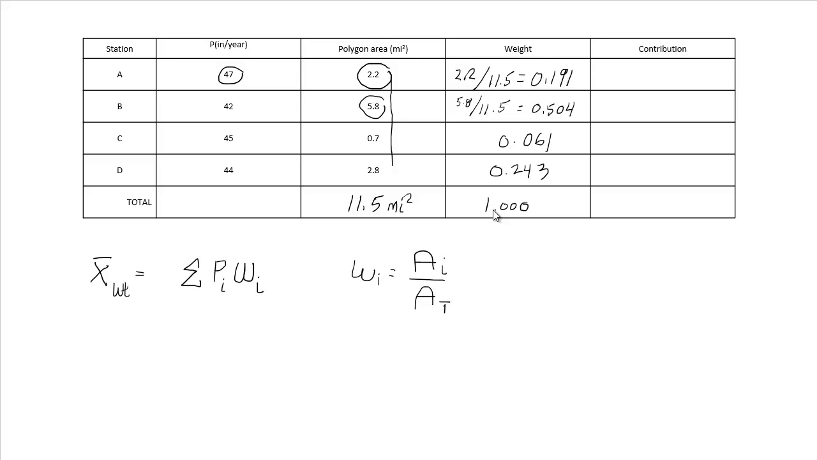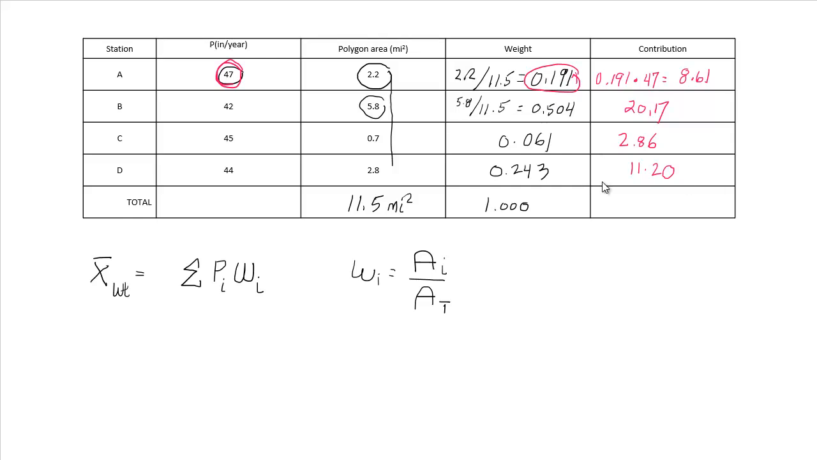The next step is to take the weight. Let's just make this clear. I'll take the weight here, and I'm going to multiply that, so 19% by area, by the value of precipitation I measured in that area. So I'm going to take 0.191, 19%, times 47, and that will be the contribution to the total average from that polygon. And that is equal to 8.61 inches per year. And I'm going to do the same thing then for all the other stations, all the other polygons, B, C, and D.